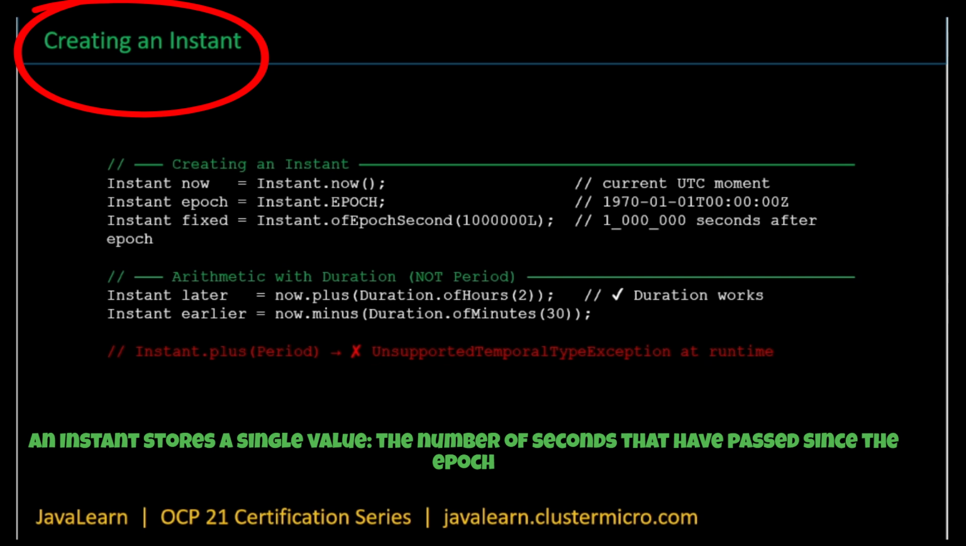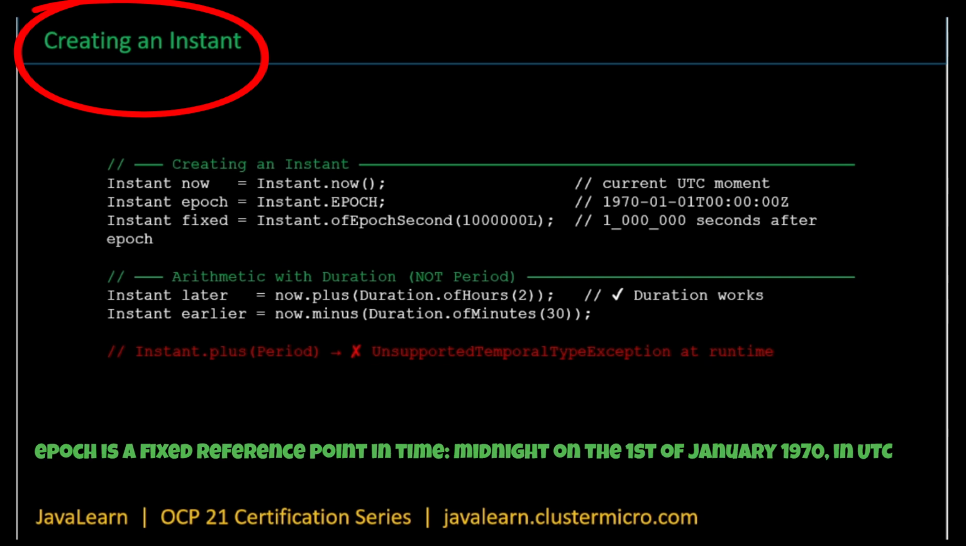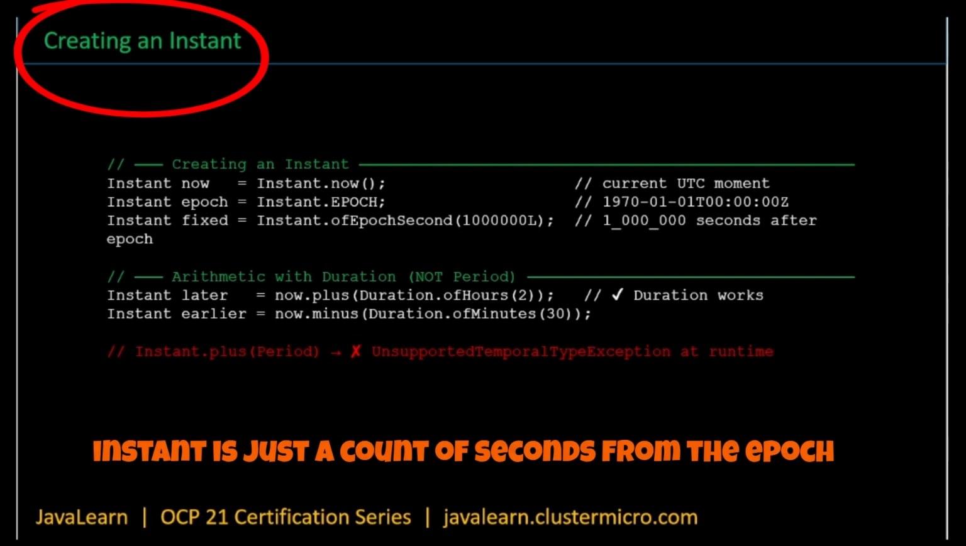An Instant stores a single value, the number of seconds that have passed since the epoch, plus a nanosecond adjustment for sub-second precision. If the Instant represents a moment before the epoch, before 1970, the seconds value is negative. So there is no year, no month, no day, no hour stored explicitly, just a count of seconds from the epoch. This is why it is called machine time. It is a pure number that a machine can work with directly, without any human calendar concepts involved. Now let us look at three ways to create an Instant.